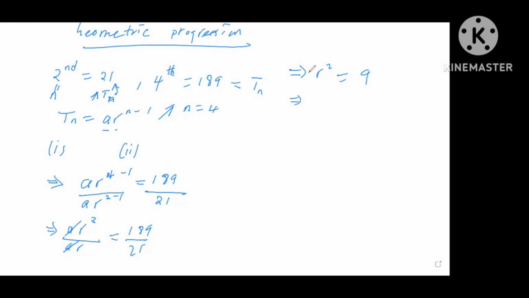You just take the square root on both sides, right? Because 9 is a perfect square. So you can find that. This square root will cancel out with the square. Then the square root of 9 is what? So r is equal to what? Positive or negative 3. But in this case, we just consider the positive part.